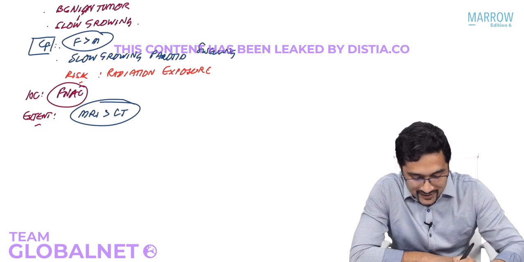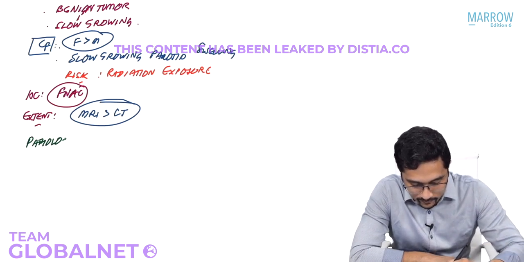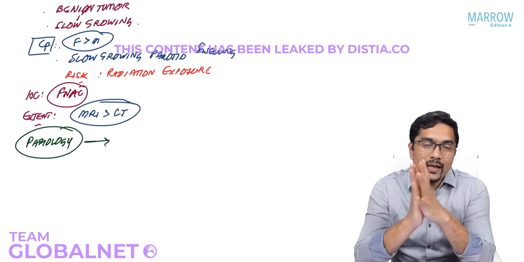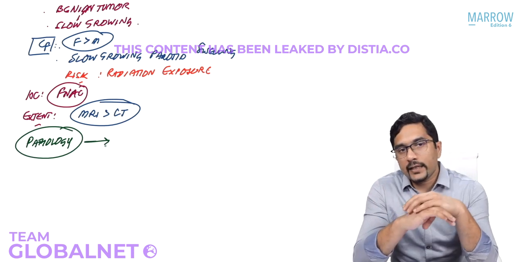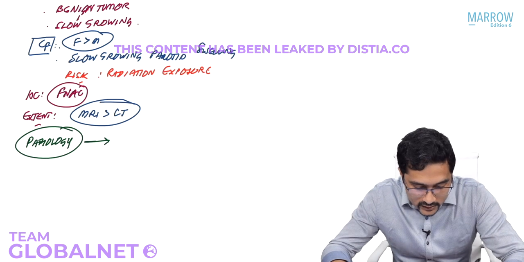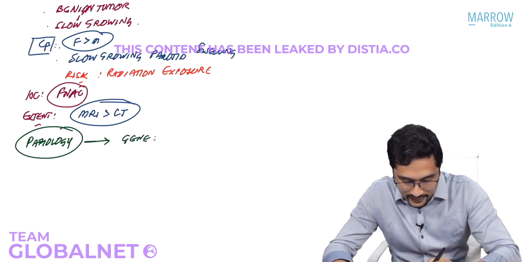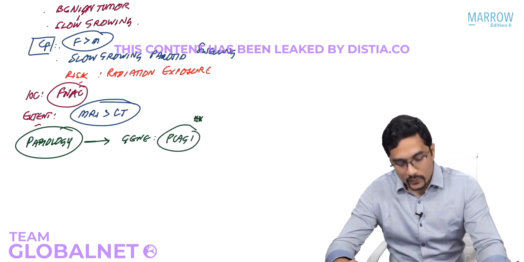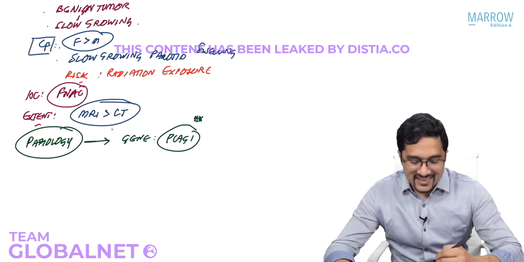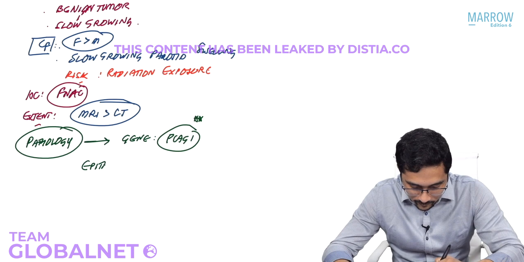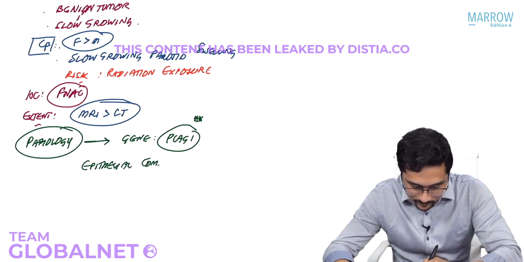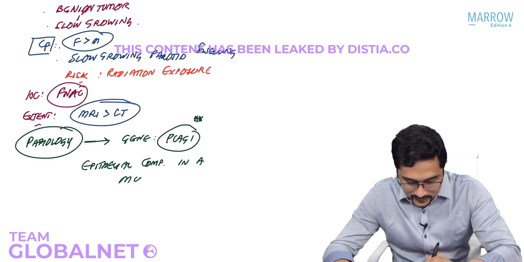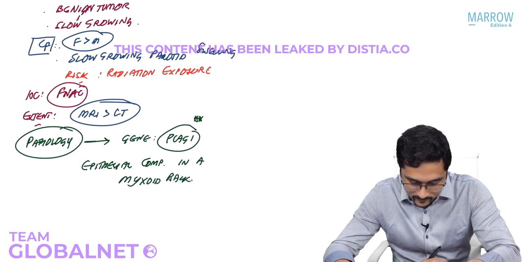Now, if we talk about the pathology of pleomorphic adenomas, this is very important. And in the latest Robbins, there has been an update in the salivary gland chapter as well, where they've highlighted the gene mutations in some of these tumors. The gene mutation associated with pleomorphic adenoma is the PLAG1 gene. And in pathology, this is a tumor which has epithelial components in a myxoid background, right?